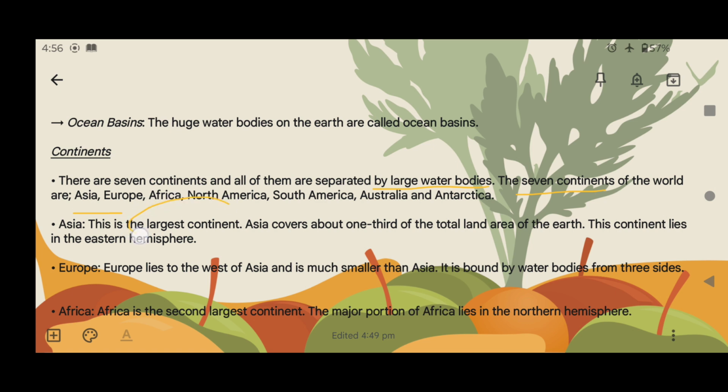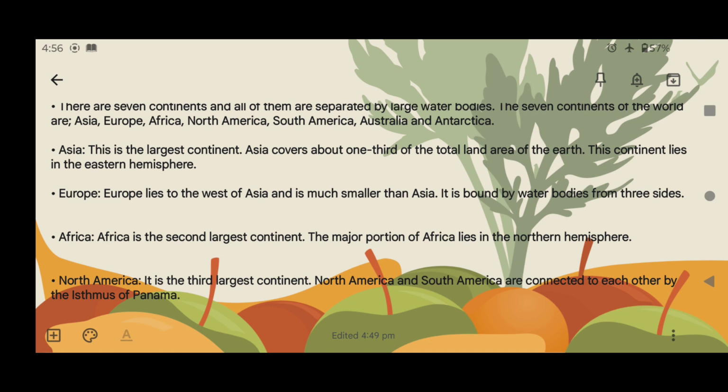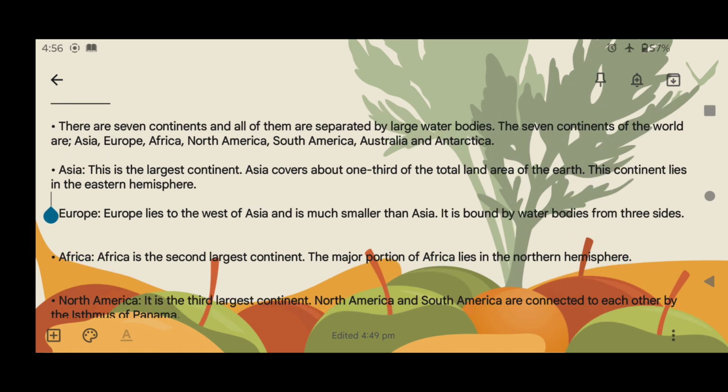Asia. This is the largest continent. Asia covers about one-third of the total land area of the Earth. This continent lies in the eastern hemisphere. Europe. Europe lies to the west of Asia and is much smaller than Asia. It is bound by water bodies from three sides.